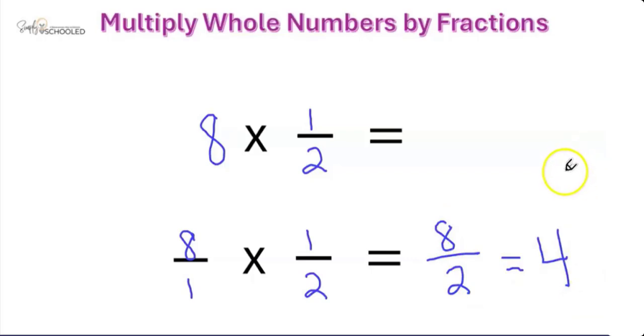So that's how you multiply a whole number by a fraction. You turn the whole number into a fraction, then you multiply the numerators and multiply the denominators, and then simplify your answer.